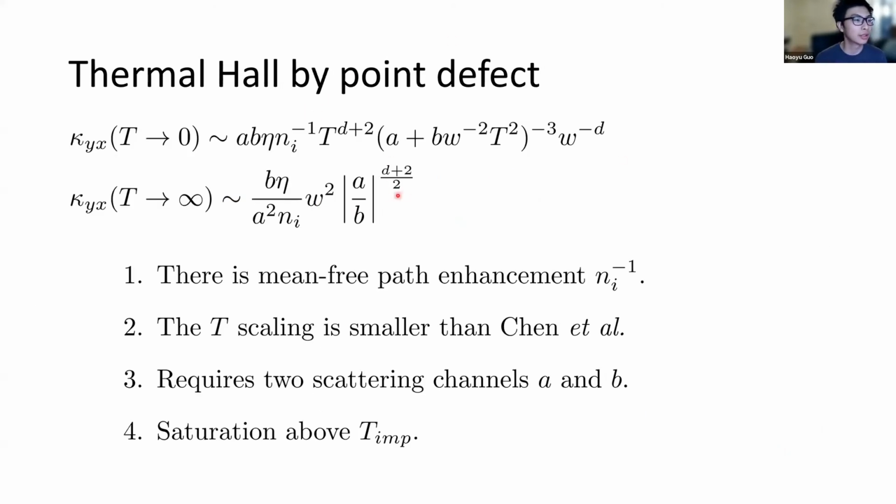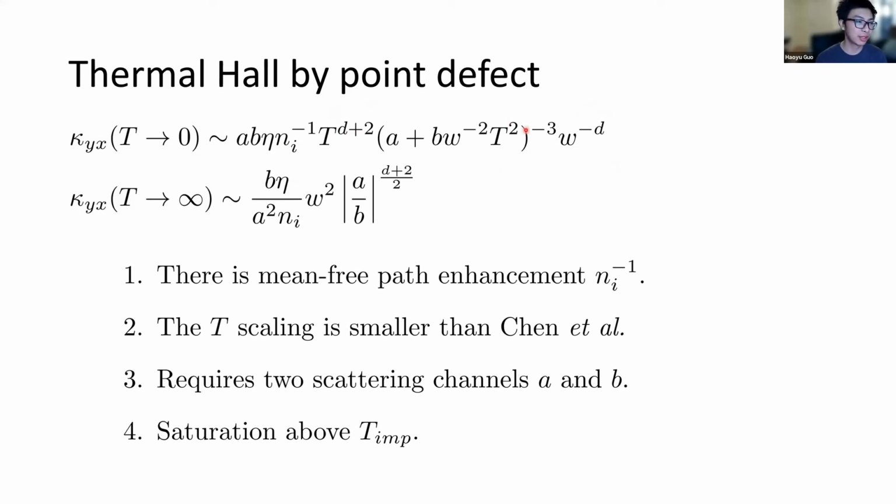Right, and here is our result for this Sommerfeld effect due to point defect scattering. At low temperature the scaling is proportional to A and B and eta, and it's inversely proportional to the concentration of the impurities, and then the scaling with temperature is T to the D plus two.